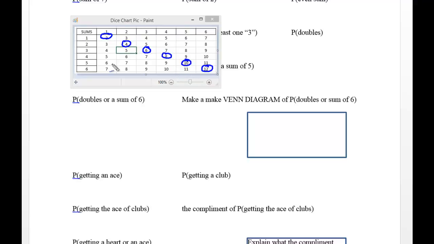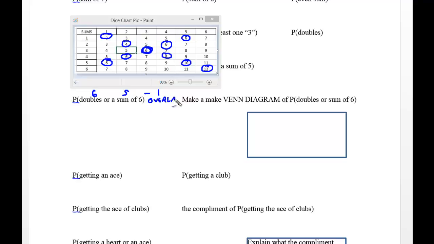Now let's look at the sum of 6. This is the 1 and 5, the 2 and 4, the 3 and 3, the 4 and 2, and the 5 and 1. You'll notice we do have an overlap, and that overlap is right here. That's the overlap because the probability of rolling doubles was 1, 2, 3, 4, 5, 6. There were 6 of them. Rolling a sum of 6 is 1, 2, 3, 4, 5, but we also have to subtract the 1 overlap.